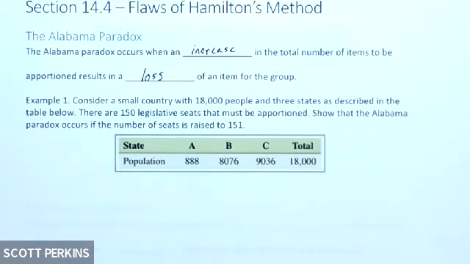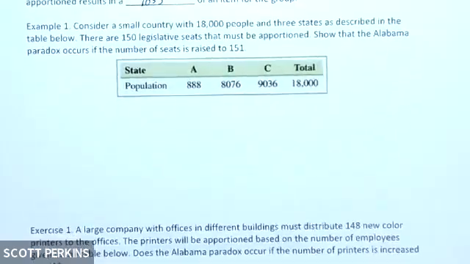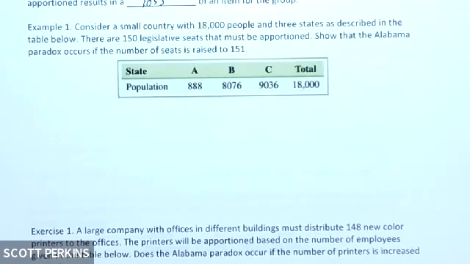So what we're going to do, this is my example right here of the Alabama paradox, and then I have two for you. Again, just to keep the numbers small, we're just going to consider a small made-up country with 18,000 people and 3 states, as you can see in the table below. We are going to distribute 150 legislative seats among the 3 states. I'm going to show you that the Alabama paradox occurs if we raise it to 151. Okay, so this example is intended to show you what the Alabama paradox is.